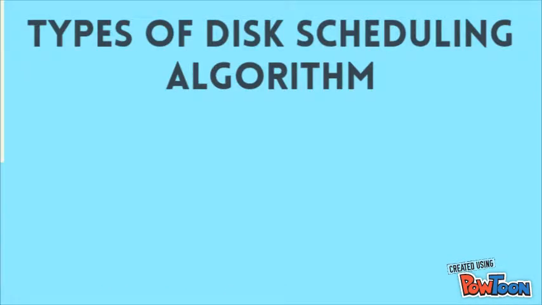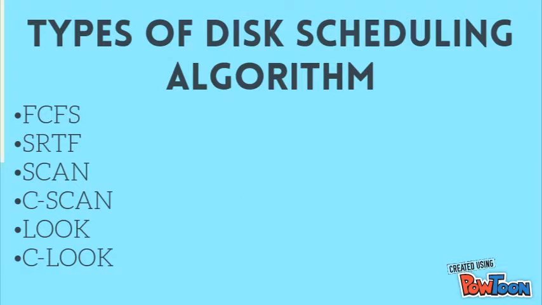Types of disk scheduling algorithm: FCFS, SRTF, SCAN, C-SCAN, LOOK, C-LOOK.